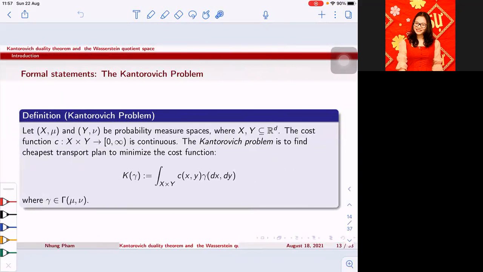So the Kantorovich problem is to find the cheapest transport plan to minimize the cost function, which is the total of the cost across all the transporting plans.